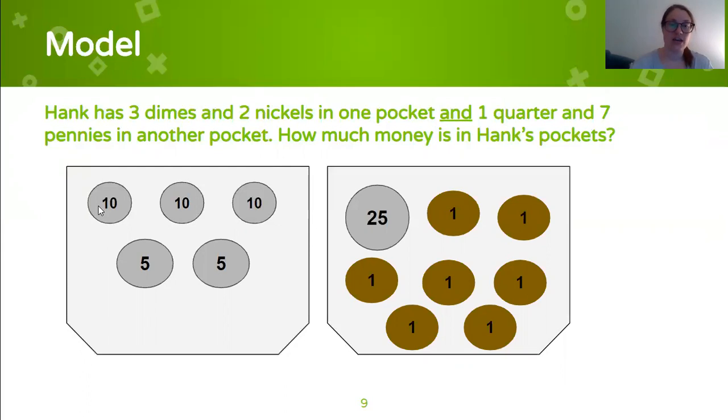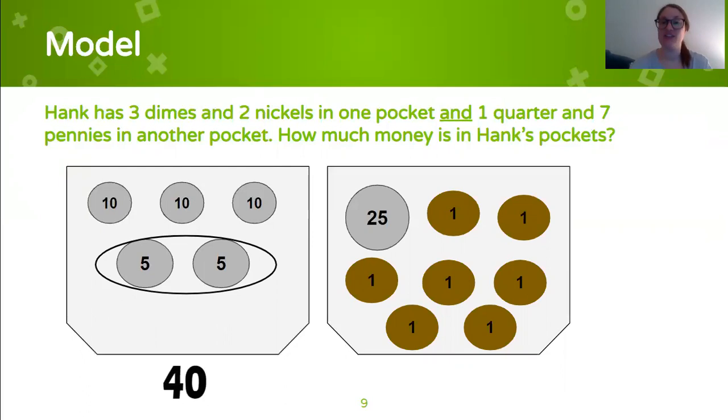So looking here, 10, 20, 30. And what do you see here? 2 5s. What does that make? Great, it makes a 10. So what is 30 plus 10? Excellent, 40. Now we're looking over here.